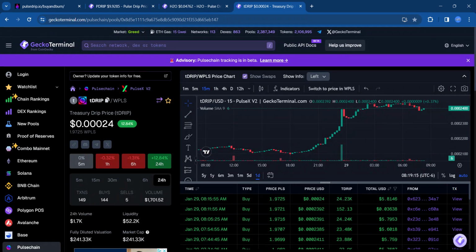And then Treasury Drip, same thing with the Treasury bills. Over the last 24 hours it's up 12.84%, so it's functioning well. It looks like it's sitting at a 241K market cap. Buying Treasury bills, Treasury Drip, also helps with that buy and burn and the overall sustainability of the protocol. And it also helps post-Drip.